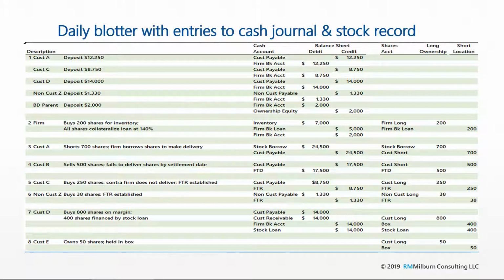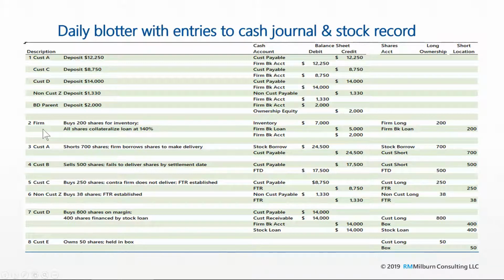Based on the transactions, we've created the daily blotter with the entries to the cash journal and to the stock record. You can see up here, these are all the deposits, and this is what it looks like on the cash journal. Notice there's no entries on the stock record. For comparison, look down at transaction 8 where customer E owns 50 shares and he transferred them in from another broker-dealer. You can see here nothing on the cash journal. Only item recorded was on the stock record.